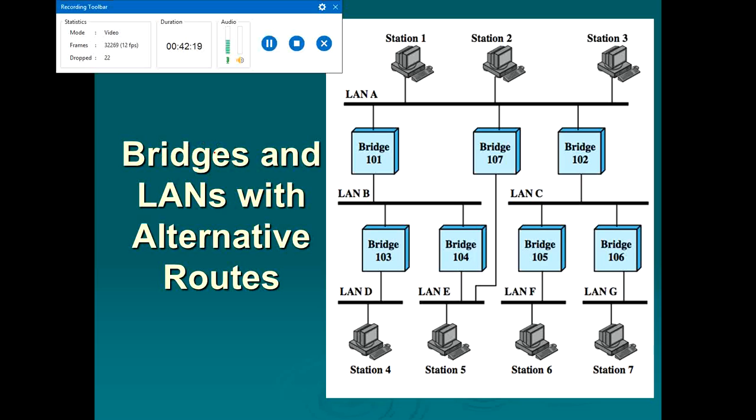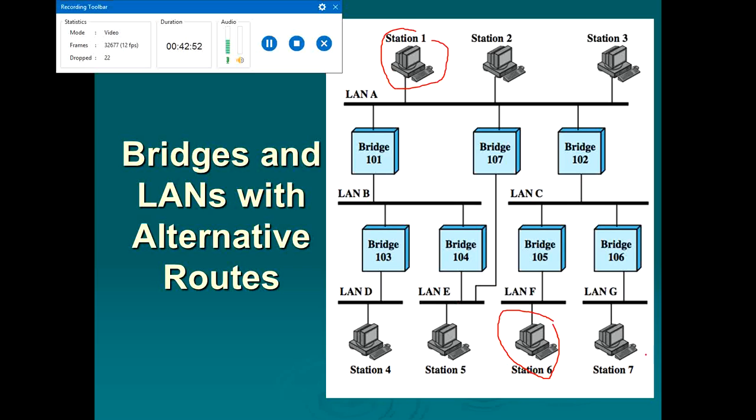Okay, so let's talk about an example of how the stations are going to transmit by using the bridges. Alright, so we have a simple configuration. Multiple LANs are connected to each other with the help of the bridges in this case. Now let's assume that station 1 wants to transmit a frame to station 6. Station 1 is on LAN A and station 6 is on LAN F.